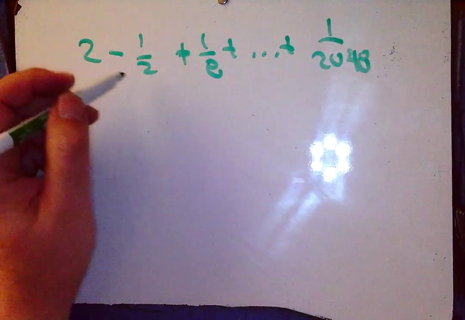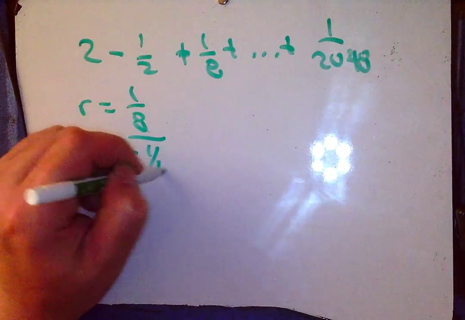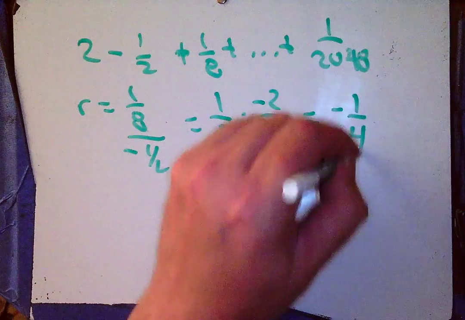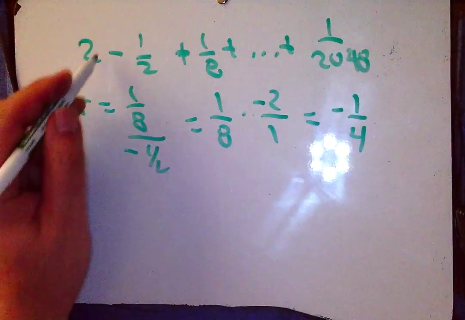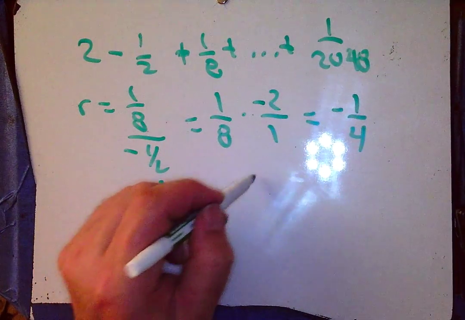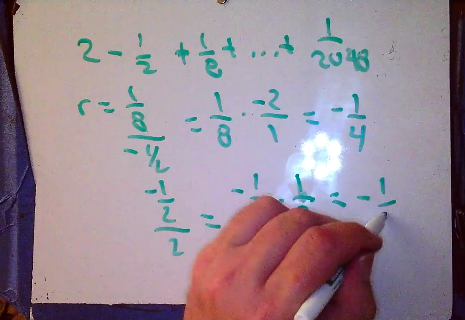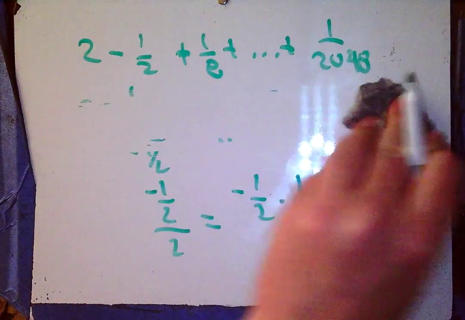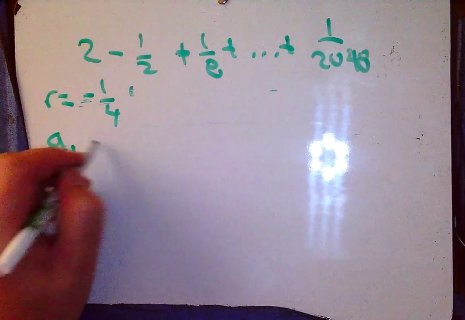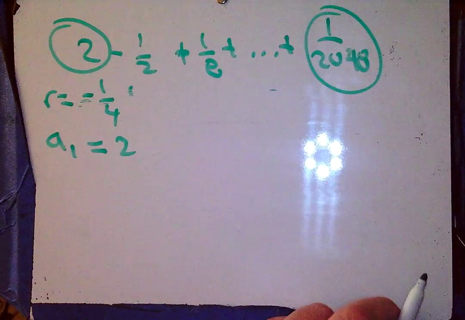All right, welcome back. So the first thing I want to do is find r. So 1/8 over negative 1/2 is 1/8 times negative 2 over 1, or negative 1/4. And let's just confirm that with negative 1/2 divided by 2. That's negative 1/2 times 1/2, or negative 1/4. So I've got an r value. I've got an a sub 1 value. r is negative 1/4. a sub 1 equals 2. There's the value of our first term. But I don't know how many terms I've got.